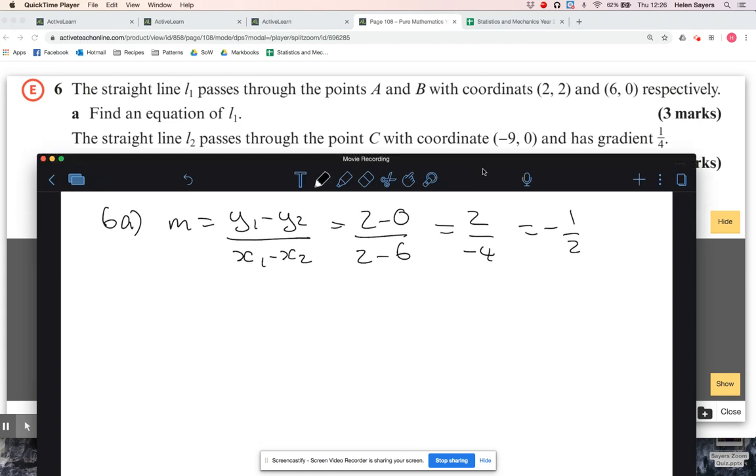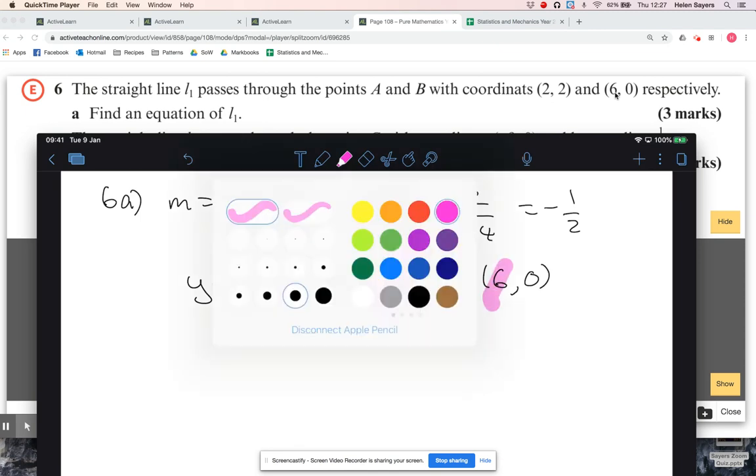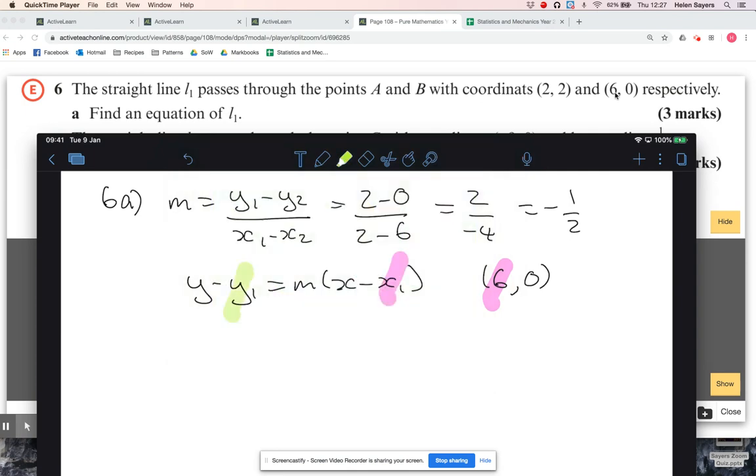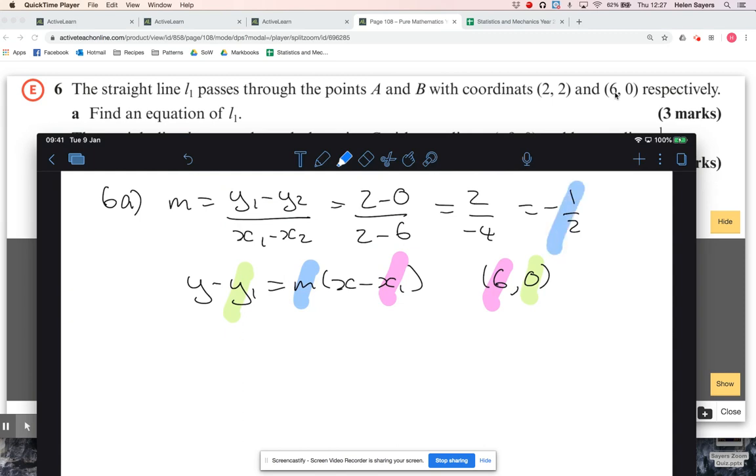Then I am going to use y minus y1 is m times x minus x1, so much easier than y equals mx plus c. It doesn't matter which coordinate I use. I'm going to use this one just because the 0 is going to make it a little bit easier to simplify. So there's my x coordinate, there's my y coordinate, and there's my gradient.